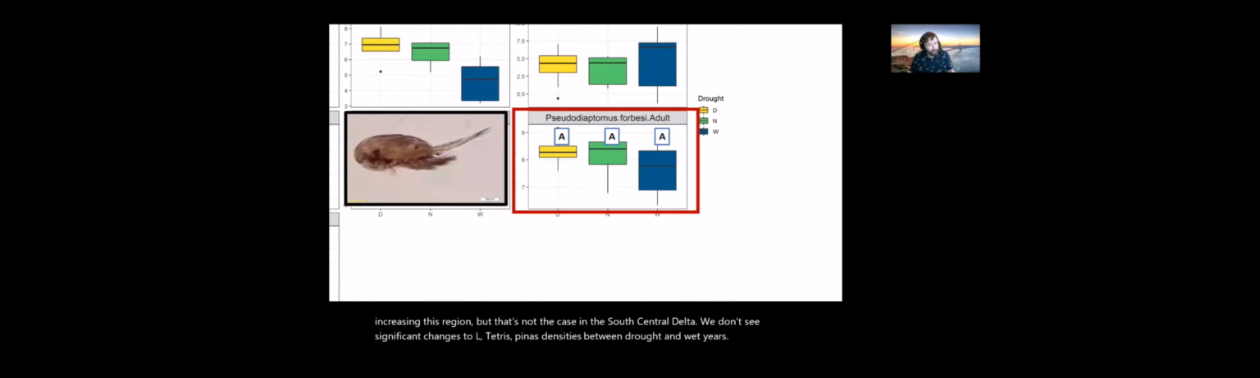And that holds the same for Pseudodiaptomus forbesi, the important calanoid copepod. No significant differences in densities between wet and dry years in the South Central Delta region. However, what was very interesting is the other important calanoid copepod, Eurytemora affinis, does see significant differences between the drought and the wet years, with actually higher densities during drought years, which is not something we would have expected to see.